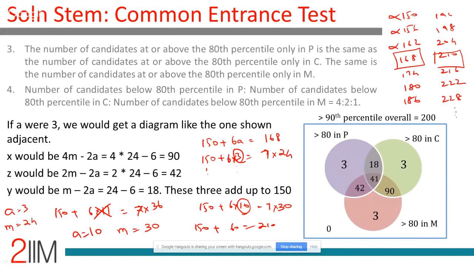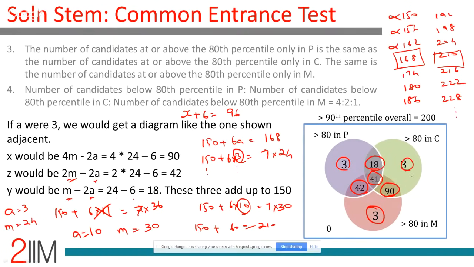I'm going to plug in 3. This is 3, this is 3, this is 3. The remaining would be 41. Wonderful. I have x plus 2a is 4m, so x plus 6 is 96, 24 into 4, or x is 90 here. Z plus 2a is 2m, or z is 2m minus 2a, which is 48 minus 6, 42. Y is m minus 2a, 24 minus 6, which is 18.